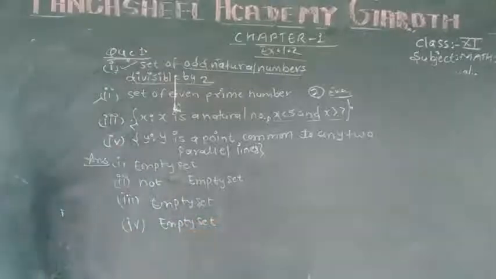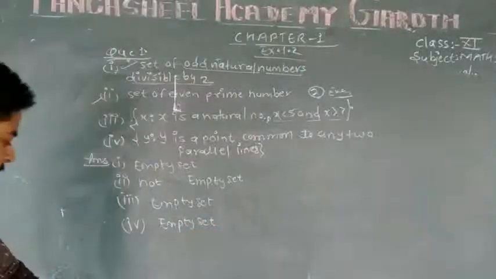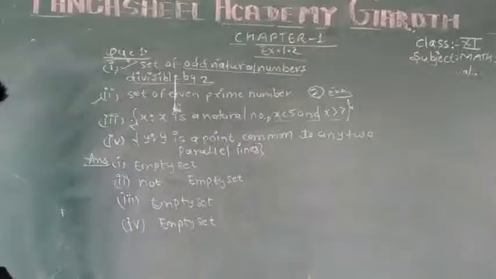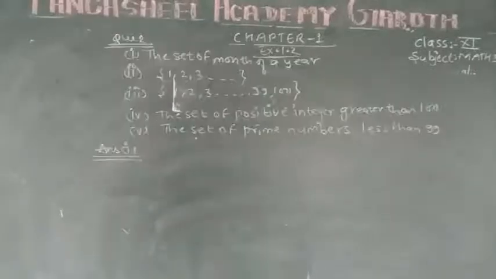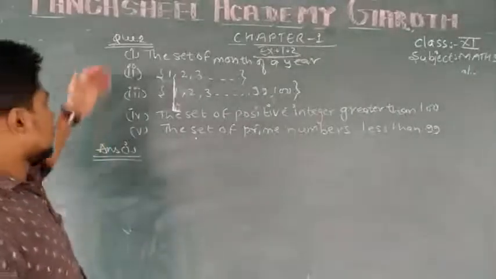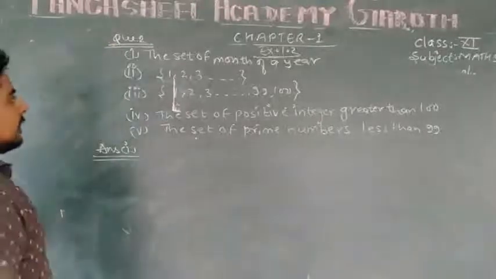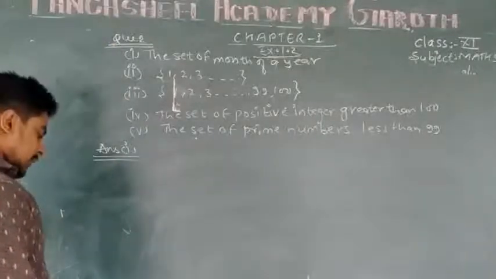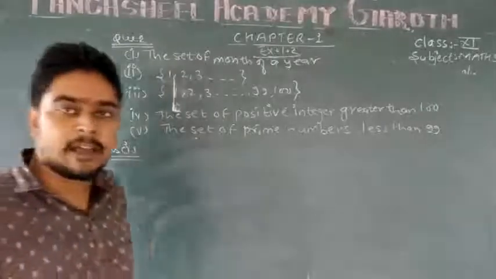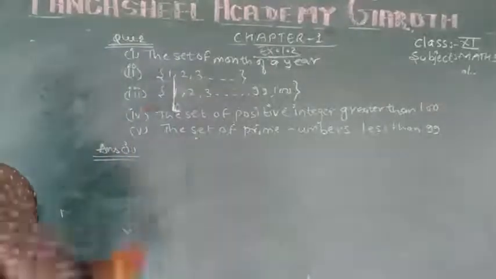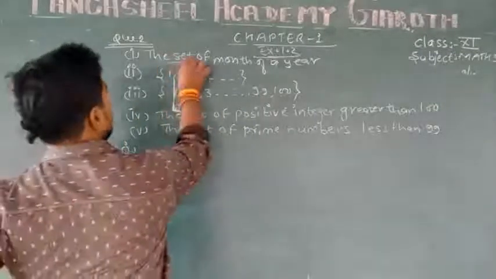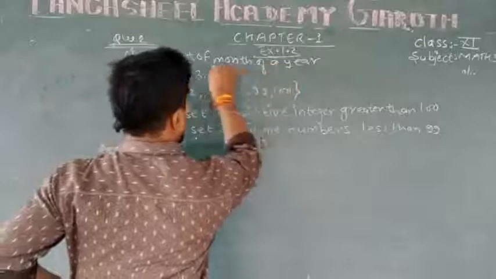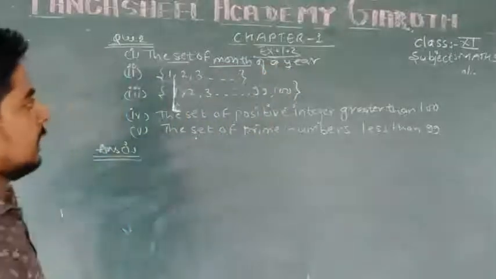So, it is the first question which we have solved. The next question, question number second. According to question number second, we need to check which set is finite or infinite set. The first is the set of months of a year. It means a set in which all the months of the year are collected.